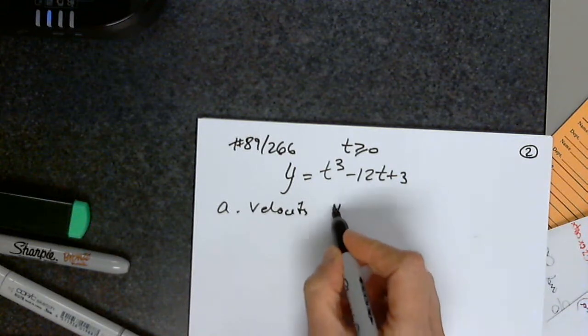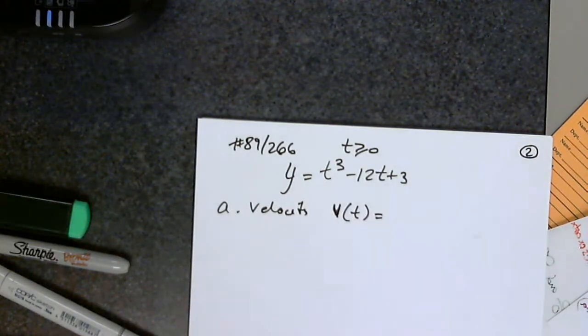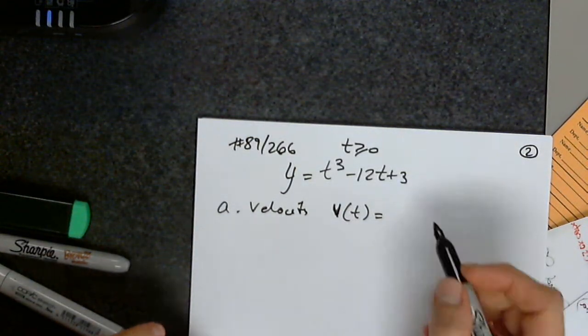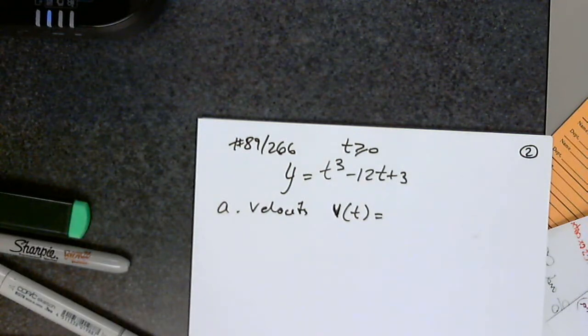So I'm going to say v of t. How do I find v of t? What if we just all work for 20 seconds on this, 30 seconds, to find the velocity and acceleration? So t cubed minus 12t plus 3.